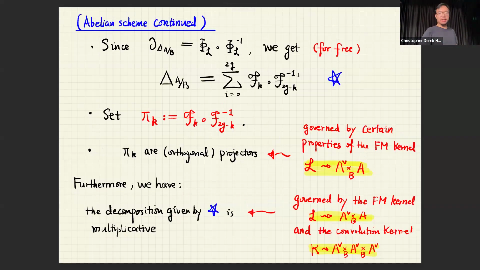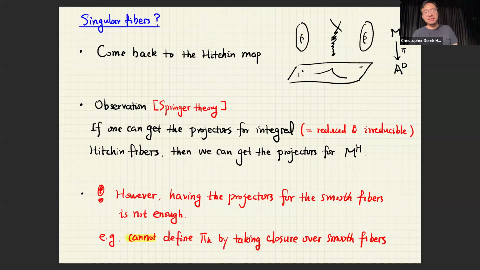Fk is the degree k part, and F is the total Chern character. Because of the dimension constraint, if you take the Fk for the first one, then you have to take F inverse, 2g minus k, for the other one. This splits the diagonal into 2g plus 1 sides.